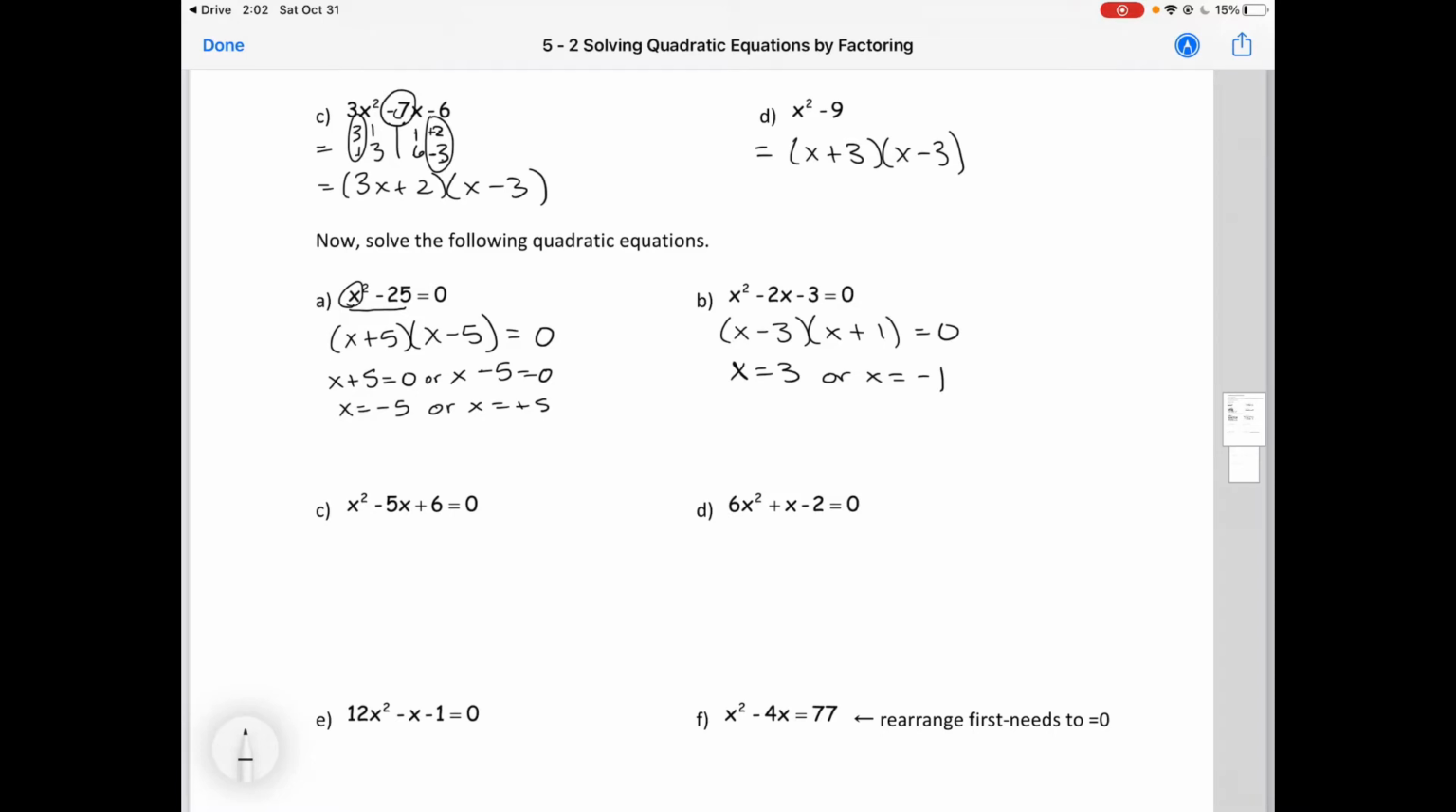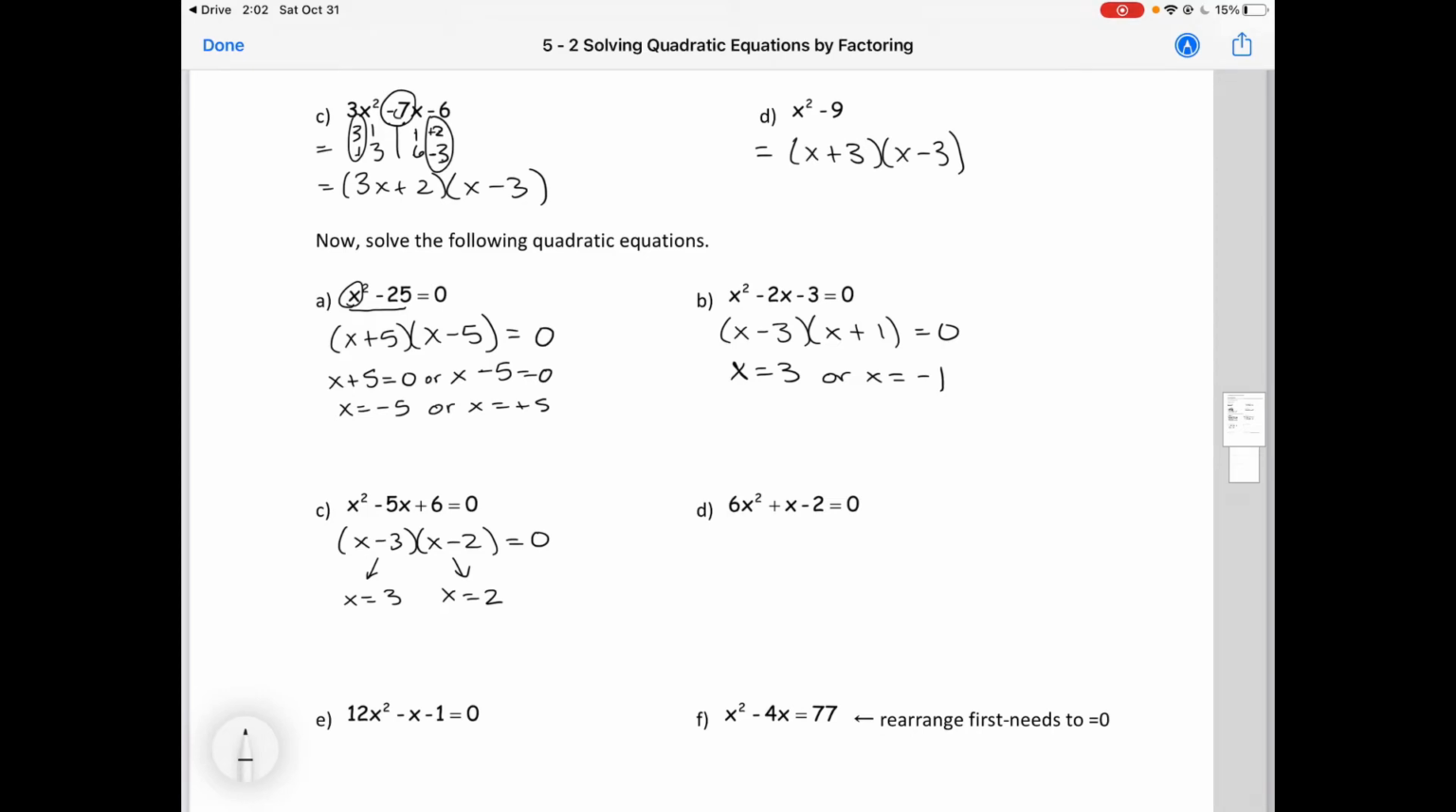Example C here, we have another simple trinomial. So I'm going to factor this as x minus 3 and x minus 2 equals 0. Solving each of those brackets would give me x equals 3 or x equals 2.